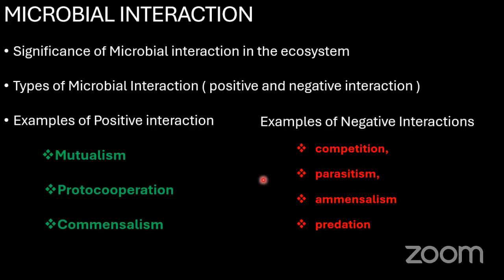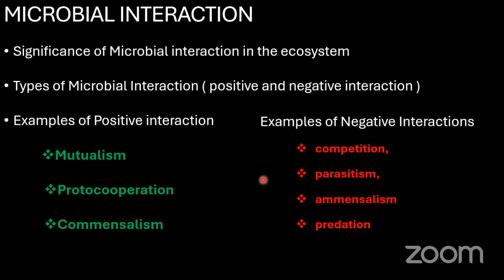Lastly is predation. Predation is a situation whereby an organism feeds on another organism for survival. When an organism is being fed upon, that is equal to death. So these are examples and basic information on microbial interaction.